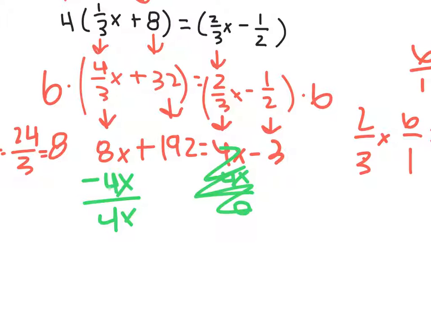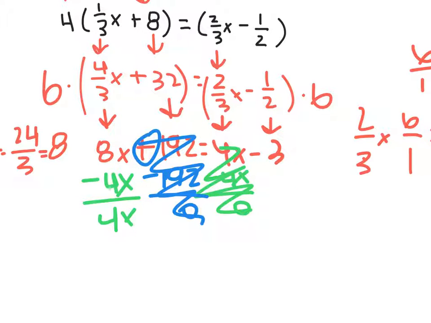And then we're just going to do the same thing with the constants. So I'm going to move 192 to the side with negative 3. So this is a positive 192. So we're going to take away 192 to get 0 on this side. Then you just take away 192 from this side. And that is going to leave you with negative 195. So what you're left with now is 4x equals negative 195.